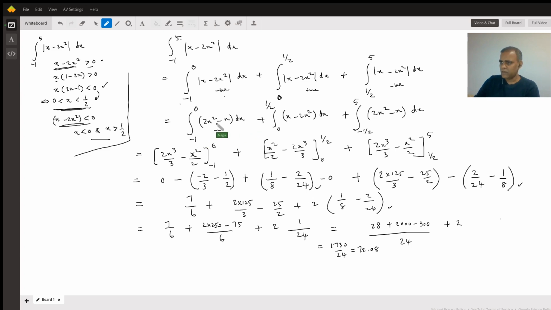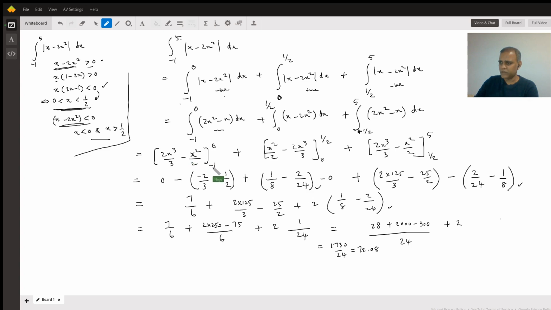Let's solve the integral here. So the integral here is 2x cubed by 3 minus x squared over 2 in the range -1 to 0. Then x squared by 2 minus 2x cubed over 3 in the range 0 to half. Then 2x cubed by 3 minus x squared over 2 in the range half to 5. So, sorry, this is plus half. Okay.